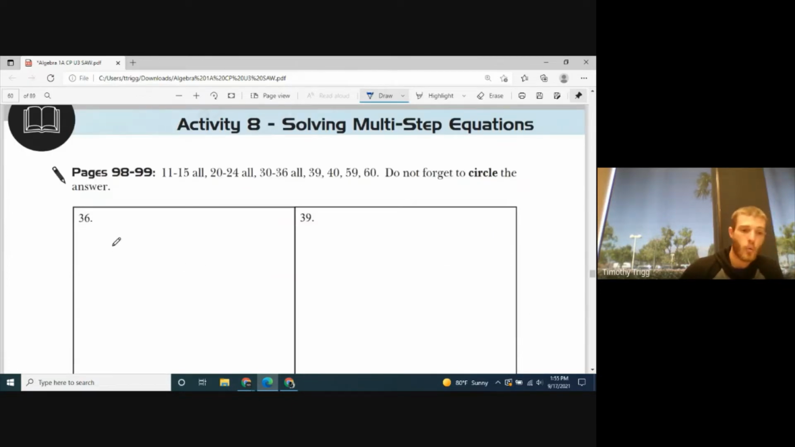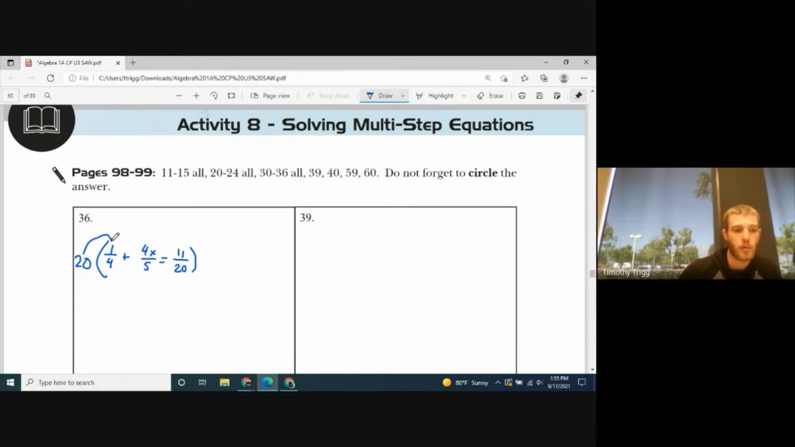36. 1/4 plus 4x fifths equals 11/20. Now in this case, what's going to be my lowest common denominator? Well, in this case, it's going to be 20 because 20 is divisible by 4, 20 is divisible by 5, and of course 20 is also divisible by 20.